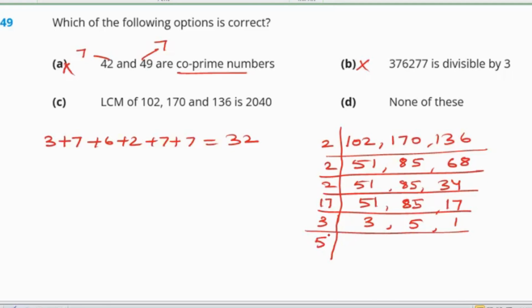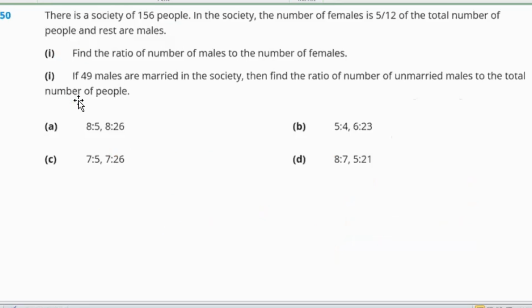Now we are talking about the LCM, so that has to be 2 times 2 times 2 times 3 times 5 times 17. When we solve 2 times 2 times 2 times 3 times 5 times 17, we will be getting 2040 only. So yes, that is the LCM, that is true. So option C is the correct answer.